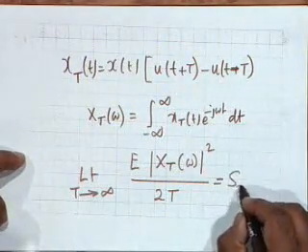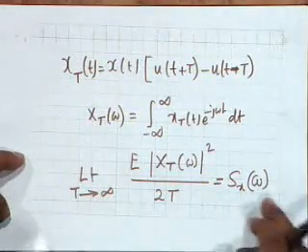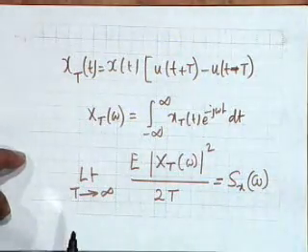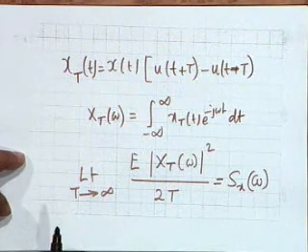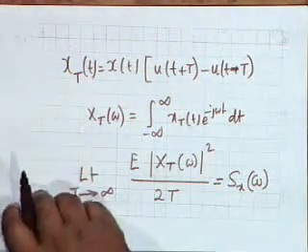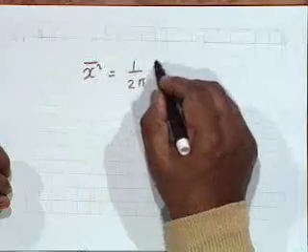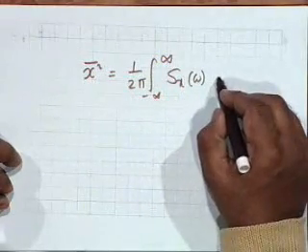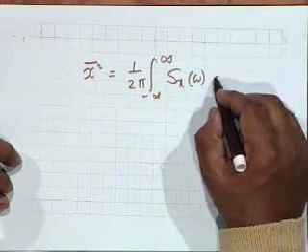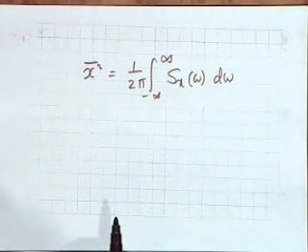This was defined as the spectral density Sx of omega, and then we saw that Sx of omega is very elegantly related to the mean squared value of the process. In fact, the mean squared value, that is x squared bar, was equal to 1 over 2 pi times the integral from minus infinity to infinity of Sx of omega d omega. They are very nicely related to each other.